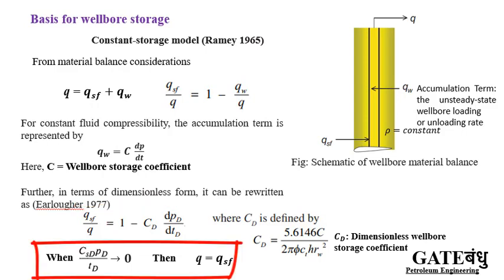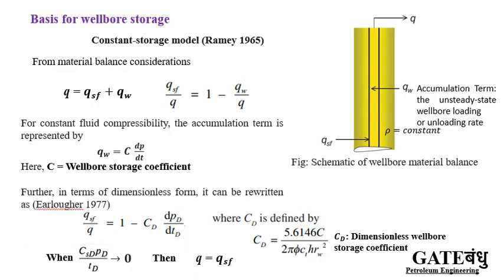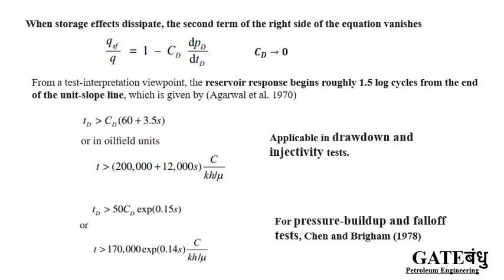From this equation, you can see that Q subsurface will be equal to the surface flow rate Q only when the right-hand portion of this equation tends to 0, and then the surface flow rate equals the subsurface flow rate. Here CD is the dimensionless wellbore storage coefficient. The point is, this portion goes to 0 only when the dimensionless wellbore storage coefficient approaches 0.